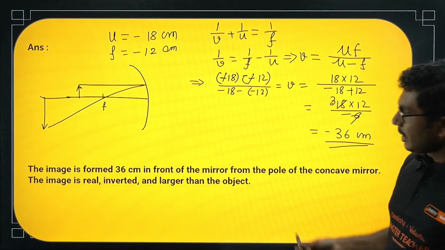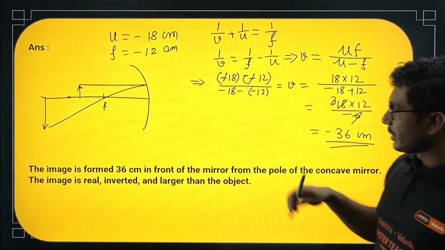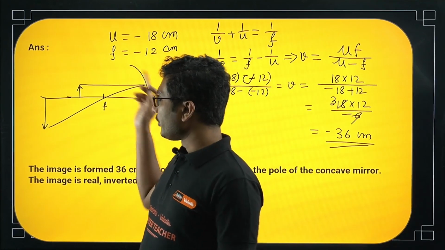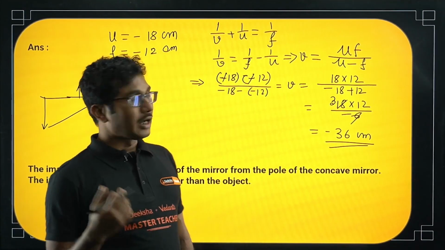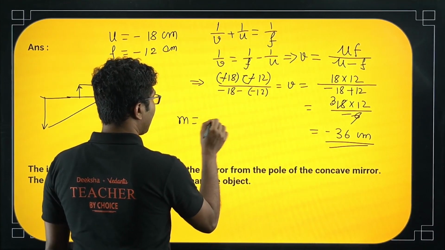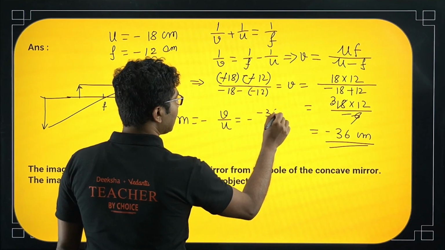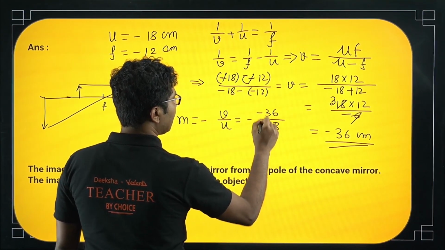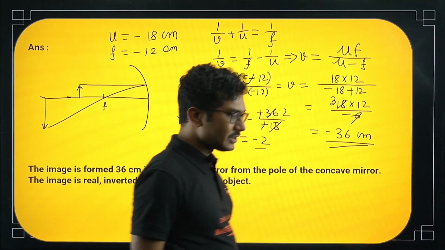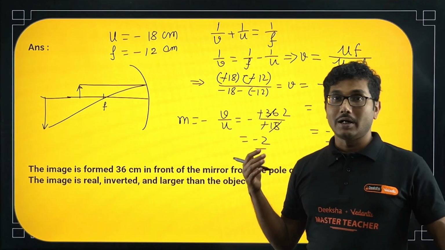Right? What is the answer? The image is formed 36 centimeter in front of the mirror from the pole of the concave mirror. So image is real, inverted and larger than the object. Why is it larger than the object? You can calculate the magnification. Magnification is minus V by U. So minus 36 divided by minus 18, minus cancels, it is minus 2. So magnification minus represents inverted and more than 1 represents it is an enlarged image, right?